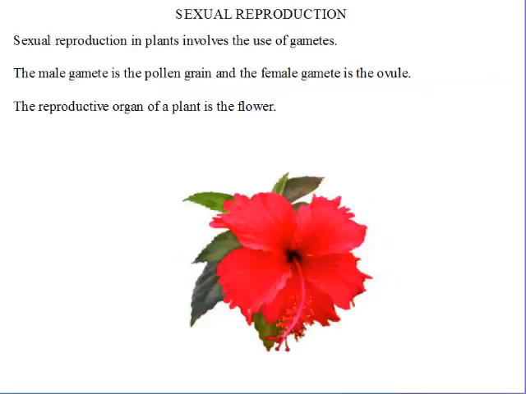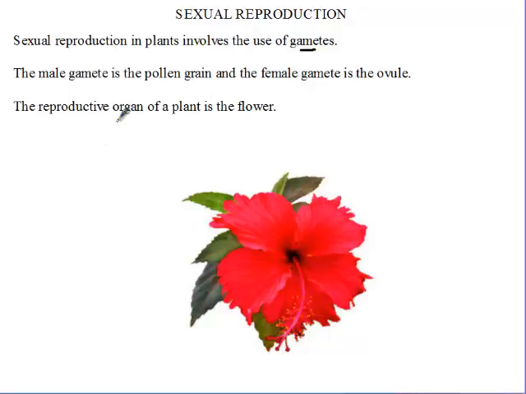Now let's see what sexual reproduction is. If asexual, which is not sexual, does not involve sex cells, then sexual reproduction involves sex cells or gametes. Now in plants, the male gamete is the pollen grain. So the pollen grain is to a flower or a plant as the sperm is to a mammal or a human. The female gamete over here is the ovule. The ovule is to the flower as the ova is to the female human.